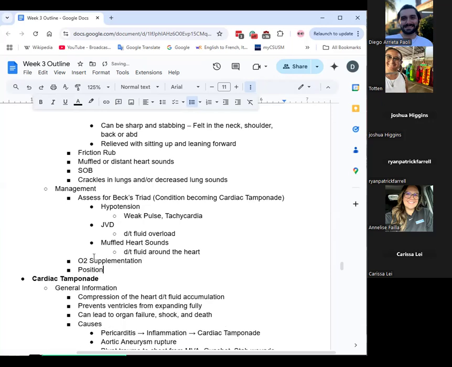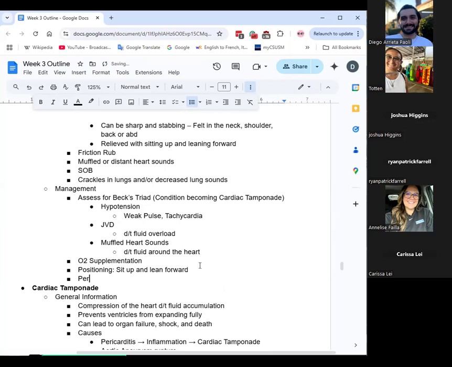Positioning, we talked about the positioning that is effective. Sit up and lean forward, with a pillow, potentially. Pericardiocentesis. So if we have a bunch of fluid built up in the pericardium, then let's drain some of that.